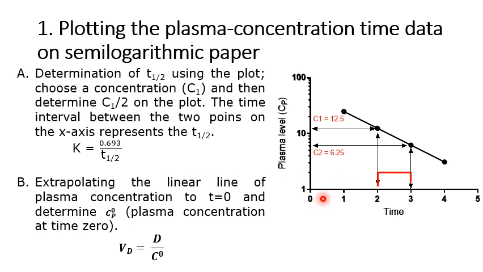Okay, so for the calculation of volume of distribution, again we can extrapolate the straight line that we got on the semilog paper to intercept with the plasma concentration or the y-axis. So the intercept of this straight line with the y-axis represents plasma concentration at time 0, and therefore we can calculate volume of distribution simply by dividing the dose over the concentration that we got from the extrapolation of the straight line.